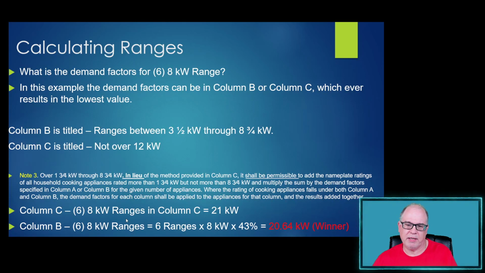And so what we got to do here, we already got the 21 for column C. Maybe that's going to win. I don't know. In this case, we go 6 8 kW ranges. So we got 6 times 8 kW, however you want to work your math out. And then you'd multiply that by 43%. And that gives me 20.64 kW. Well, guess what? Isn't 20.64 kW less than 21 kW? Absolutely. So I'm going to go with column B. That's the value I'm going to use in my overall load calculation.